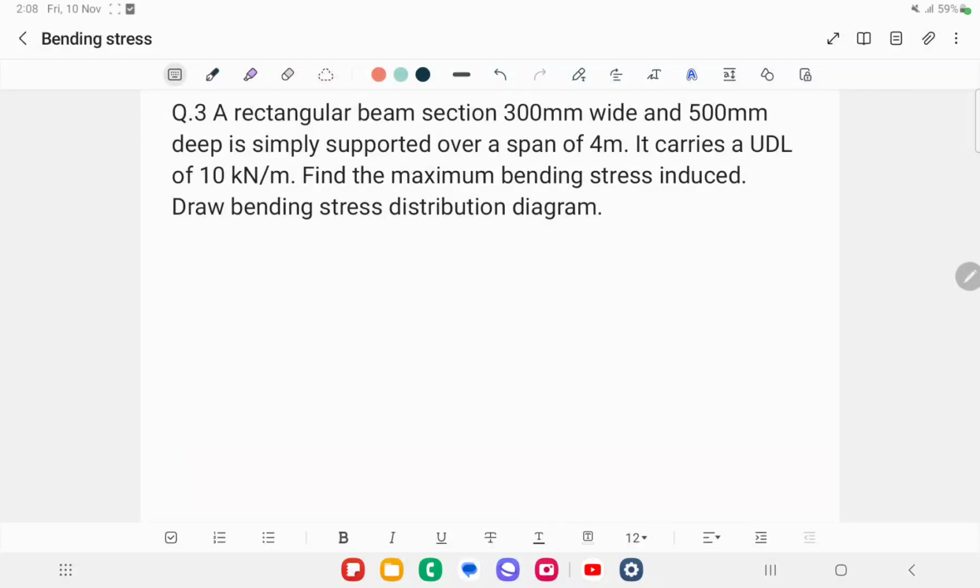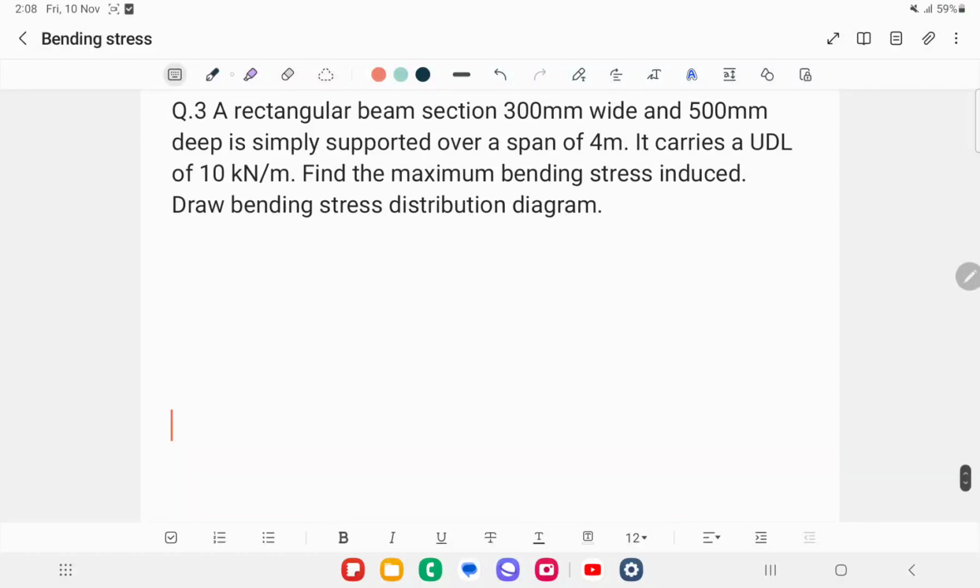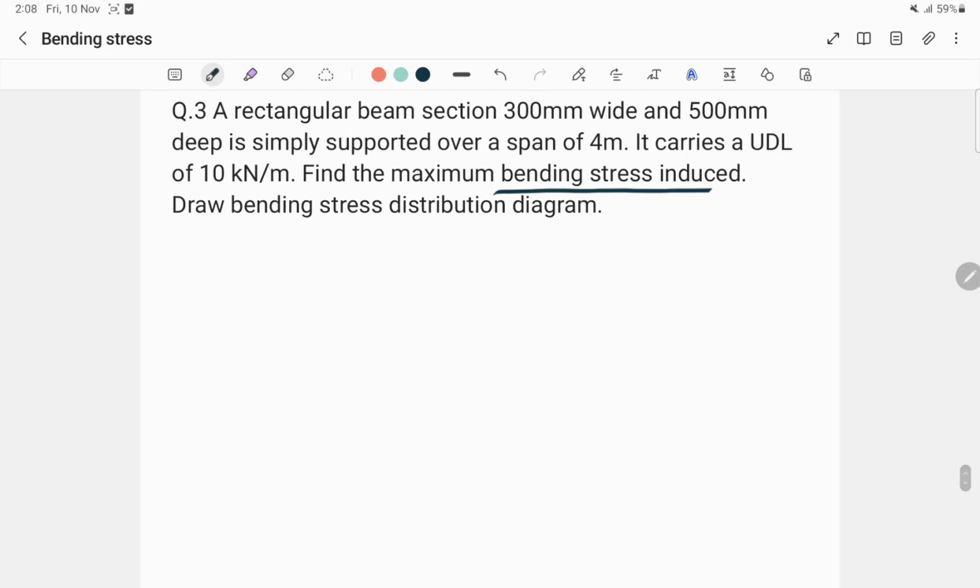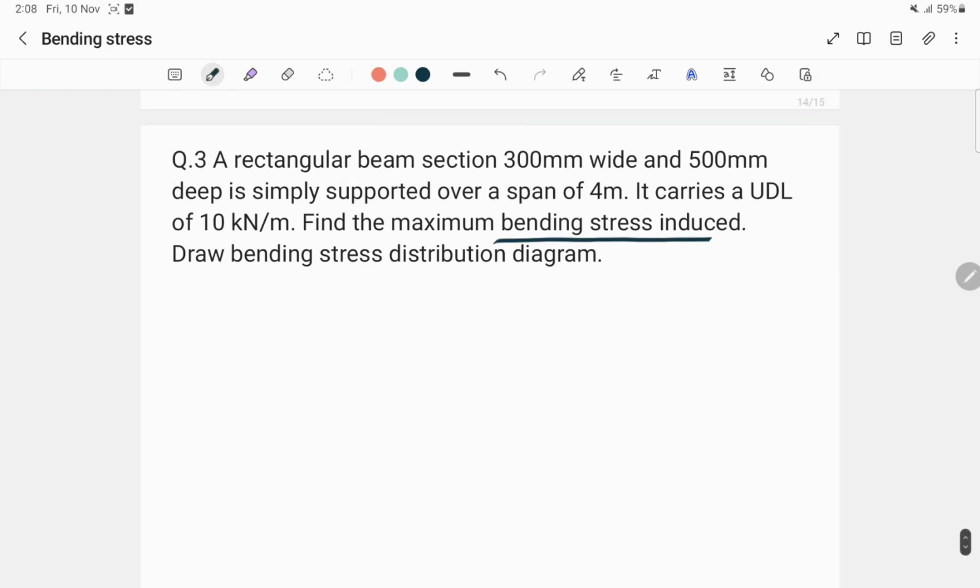So this is the third question based on bending stress. Here in the question, a rectangular beam section 300 mm wide and 500 mm deep is simply supported over a span of 4 meter and it carries a UDL of 10 kilonewton per meter. Find the maximum bending stress induced and also draw the bending stress distribution diagram.